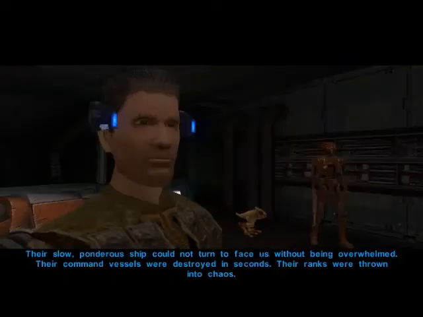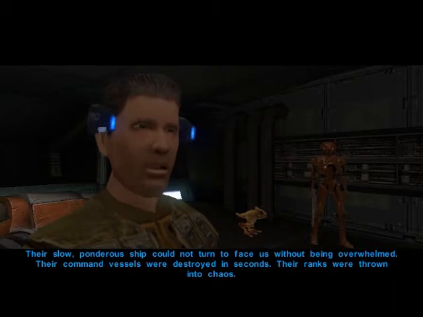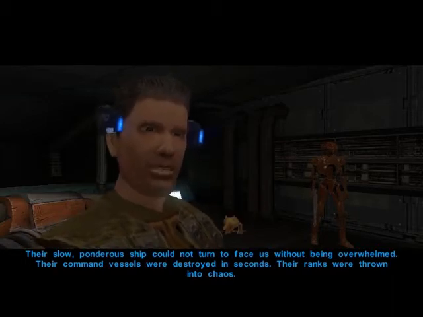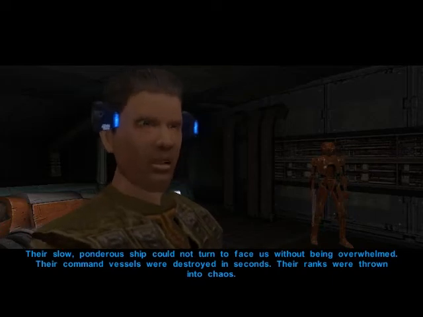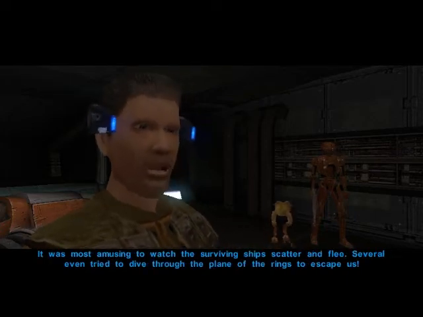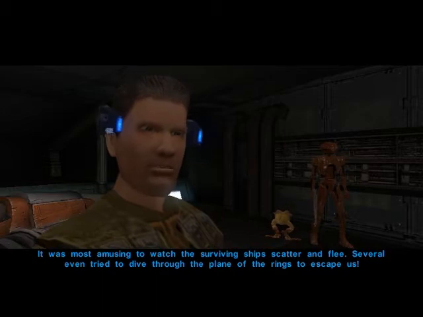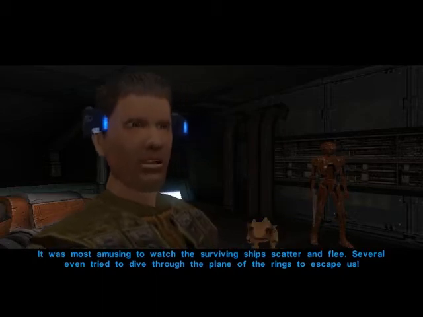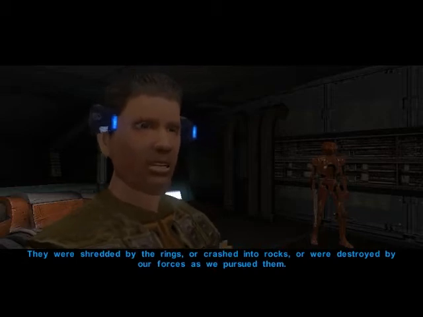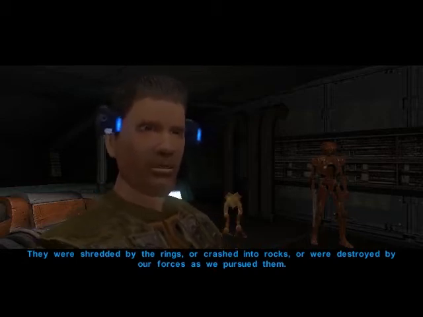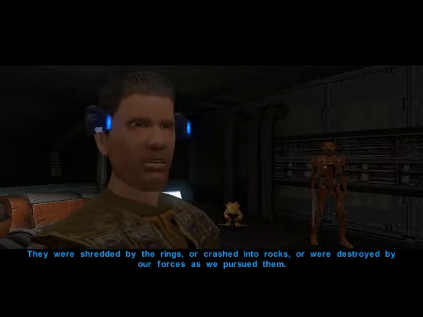What did they do? Their slow, ponderous ships could not turn to face us without being overwhelmed. The command vessels were destroyed in seconds. Their ranks were thrown into chaos. It was amusing to watch the surviving ships scatter and flee. Several even tried to dive through the plane of the rings to escape us. They were shredded by the rings, or crashed into rocks, or were destroyed by our forces as we pursued them.